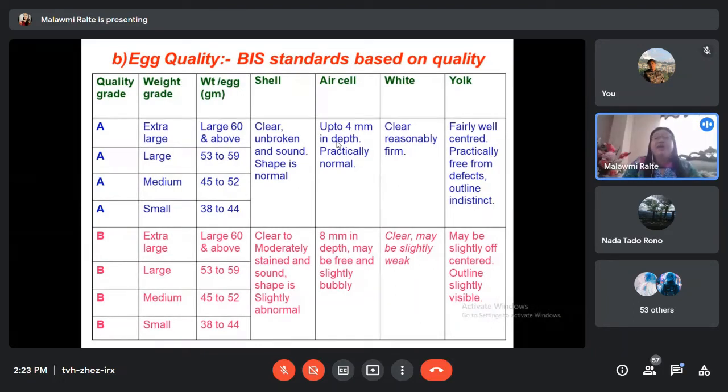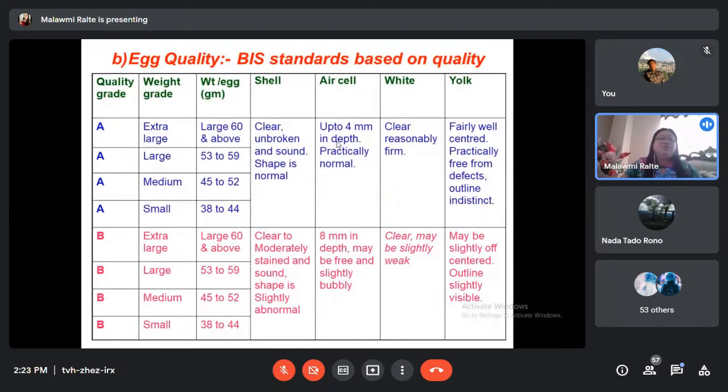So when you boil an egg, if the egg is very fresh, the yolk will be at the center. And after boiling, if the yolk is at the side or attached to the shell membrane, that indicates that the egg which you have boiled is an old one or of lower grade quality.